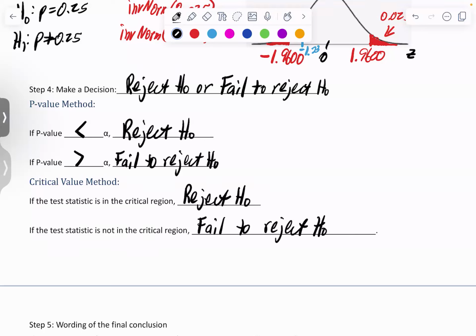Because whichever method you want to do, they should always jive with one another. And that's why I'm going to do both methods every time, so that we can see that both statements will always be the same. All right. So let's keep going.